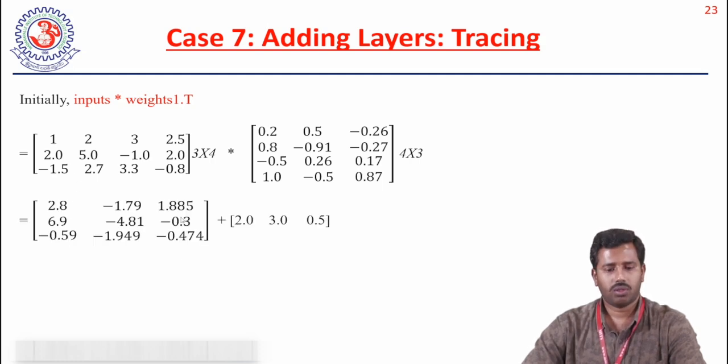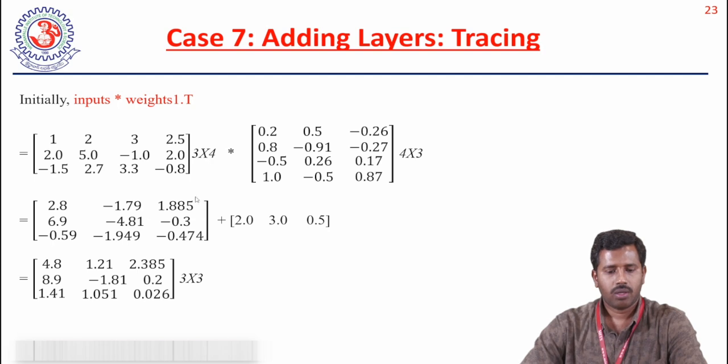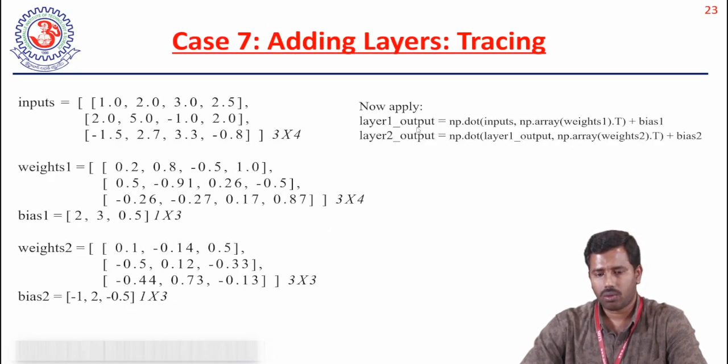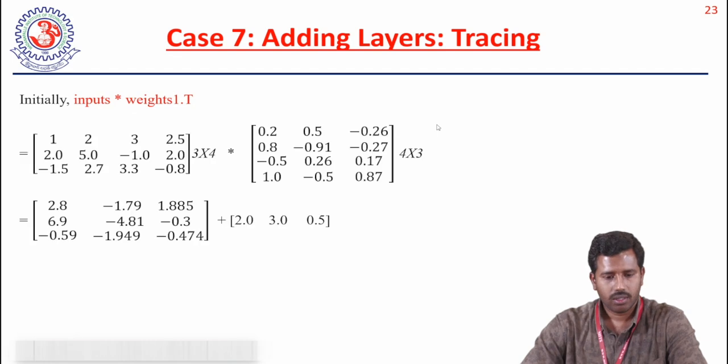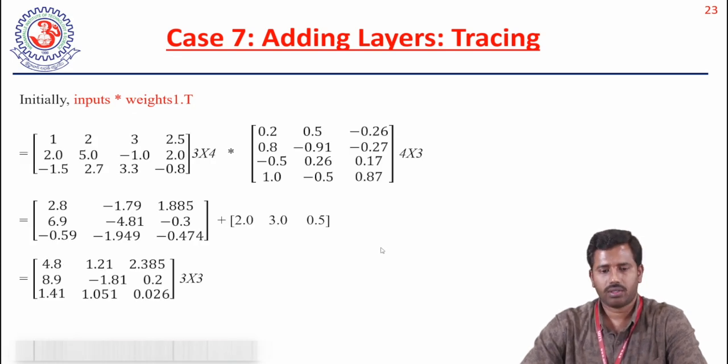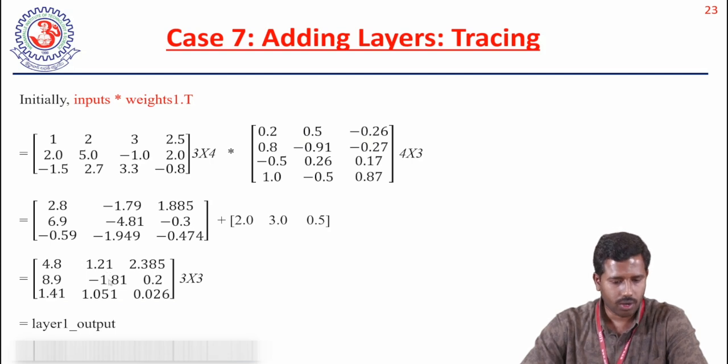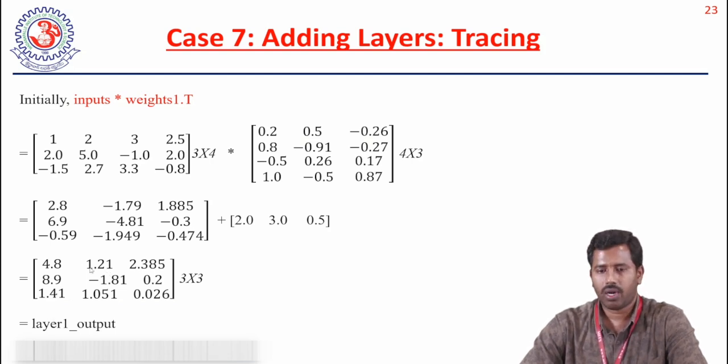Likewise, after applying the dot on inputs with dimension 3 by 4 and weights with 4 by 3, this is the final output matrix with dimension 3 by 3, which will be added with bias 1, containing data 2.0, 3.0 and 0.4. If you sum this, weighted sum plus bias, this is going to be the final answer of layer1_output, like this. Now this data will be given to the next layer along with weights2.T. Now this output, I'm calling it layer1_output.